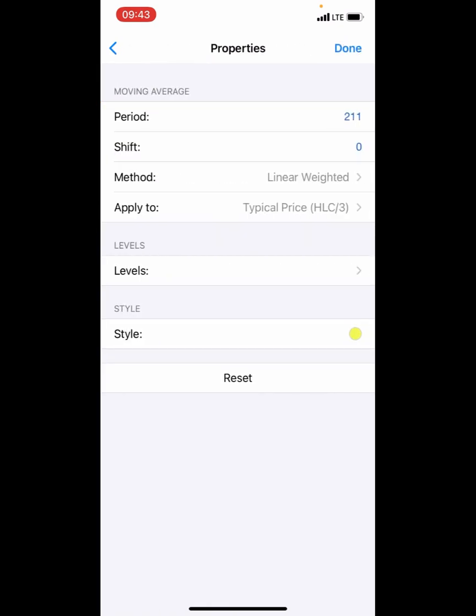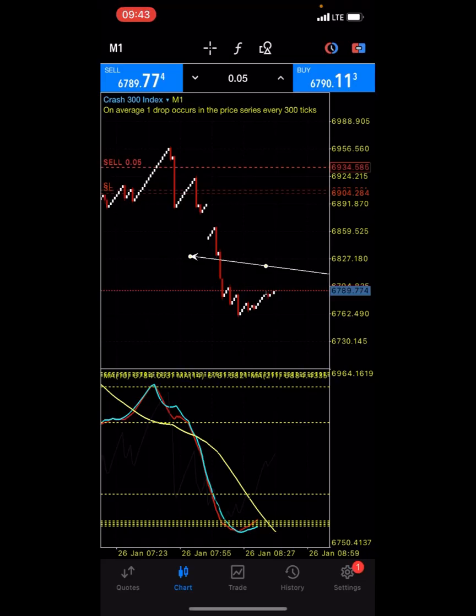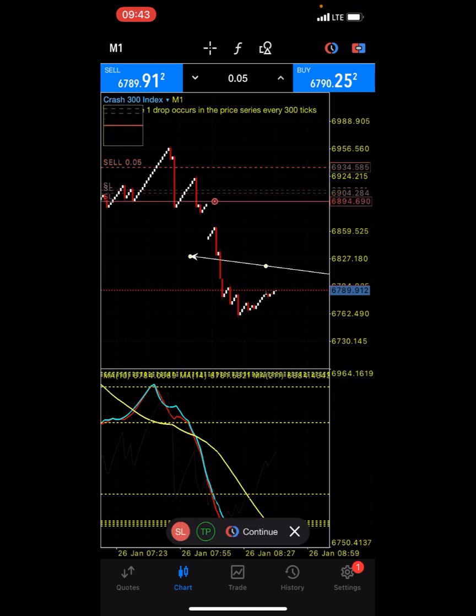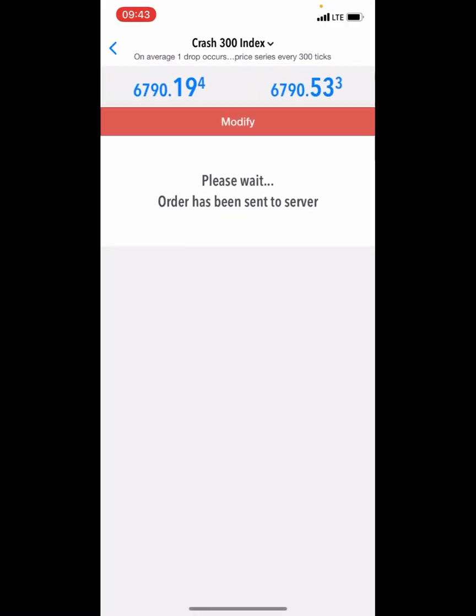So we have the third moving average to be 12, 211 shift 0, linear weighted. Take note, is linear weighted, typical price HLC/3, then no level, style, whatever you desire, and this is exactly how it is going to look. All right, guys, so right now I'll just put my stop loss and continue to accumulate even more profits.